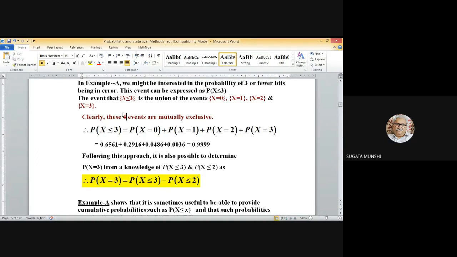Now, if you consider the cumulative distribution function, the probability of capital X less than equal to small x, and assign different values to small x, namely 0, 1, 2, 3, and get the probability values of capital X less than equal to small x, and then plot these probability values against small x as abscissa, what will be the nature of the plot? Do you have any idea?